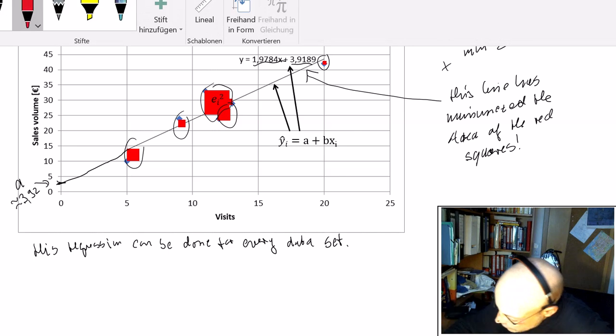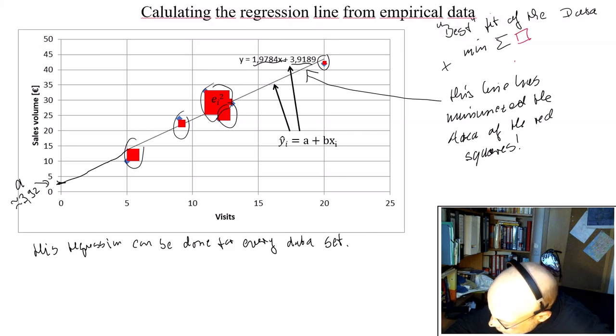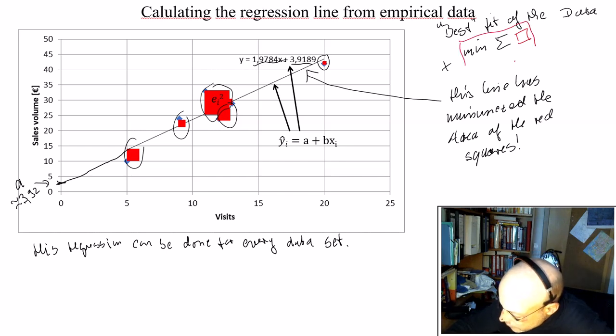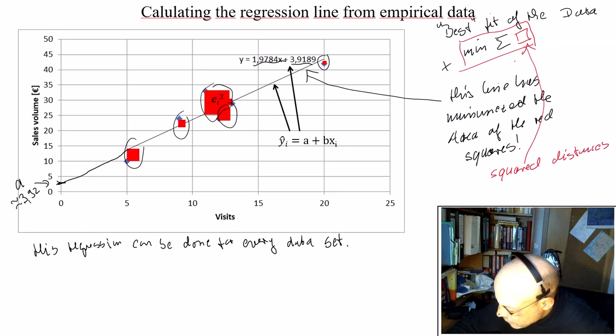Let me put this like this. This is our aim. And for this, squared distances with respect to the fitted line.